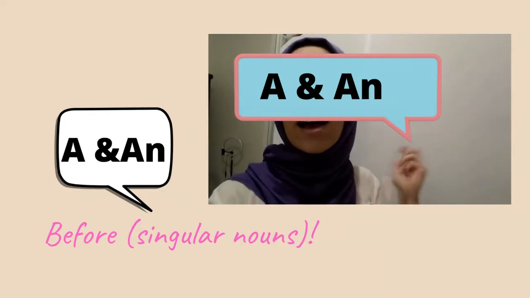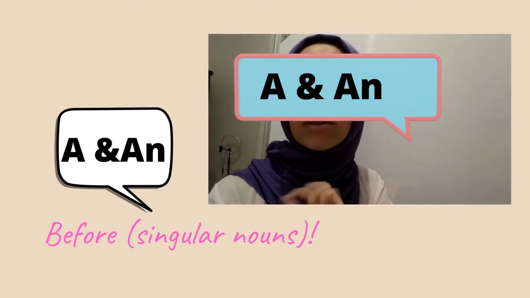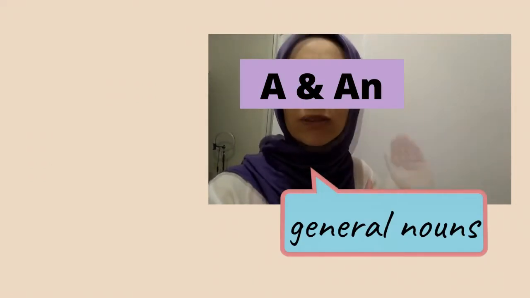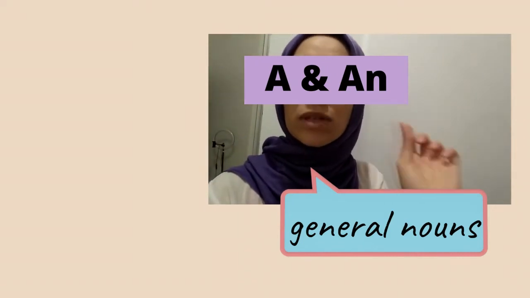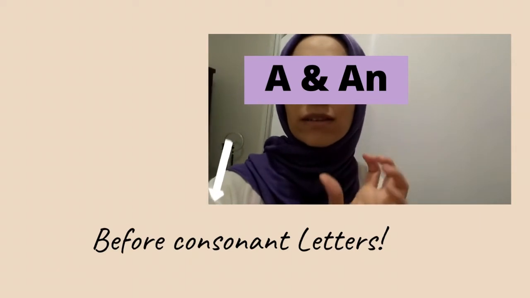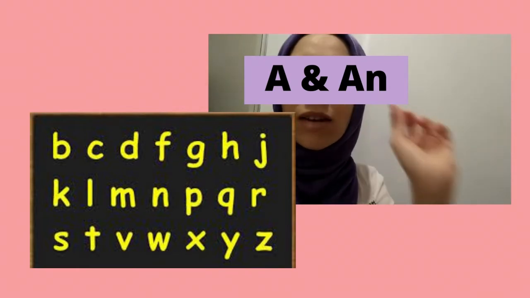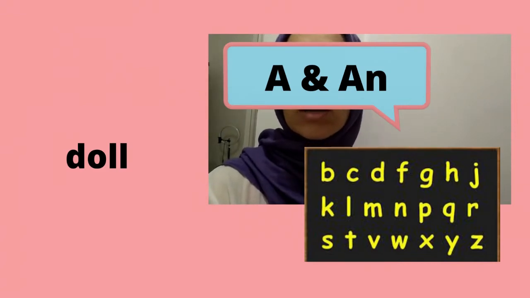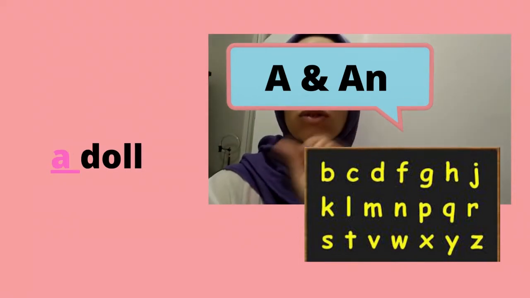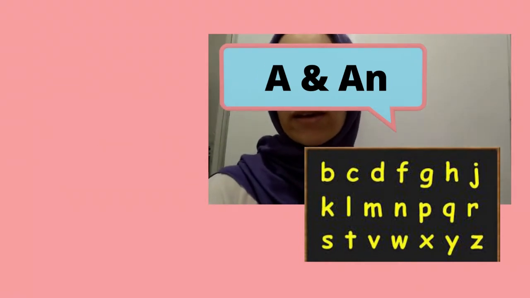A and an. How to use them? You need to use them before singular nouns, and they have to be general nouns, right? So if we look at a here, we need to use a before the consonant letters. What are the consonant letters? As you can see them on the video, they are related to the first letter of the noun. For example, doll. Here, the first letter is D. So in this case, we use a doll, a ball, a toy.